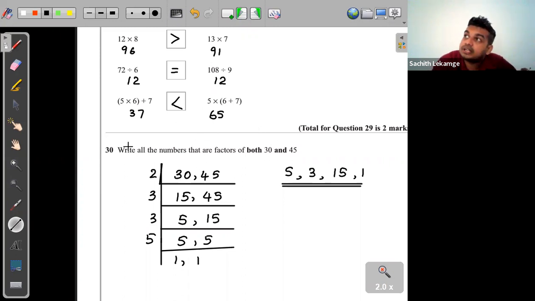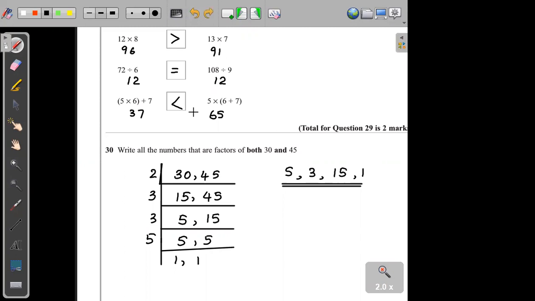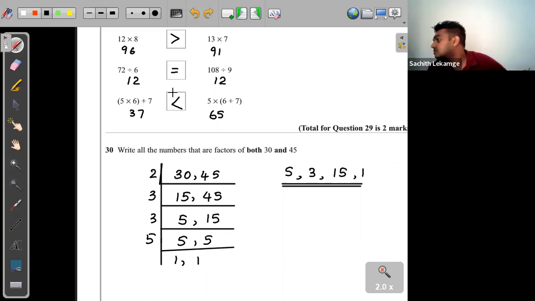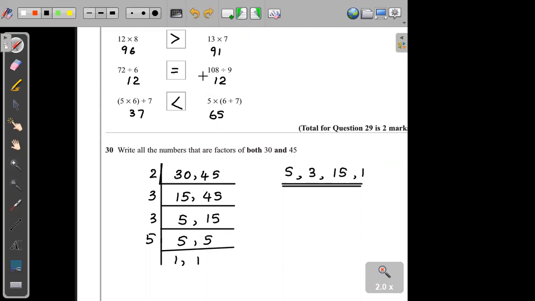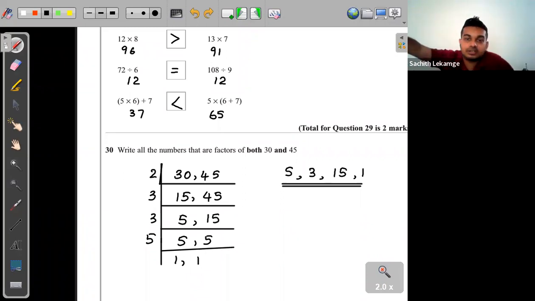No, what they're asking us to find, see, is to write all the numbers that are factors of both 30 and 45. We can't use 2. Why? 2 is not a factor of both 30 and 45. 1 is a factor of both 30 and 45. 5 is a factor of both 30 and 45. So this should be the answer, right? These four numbers. Sir, I wrote the factors for 30 and I wrote the factors for 45. That's correct, but I didn't write the common factors, like 1, 3, 5. No, this is the way you need to write it.